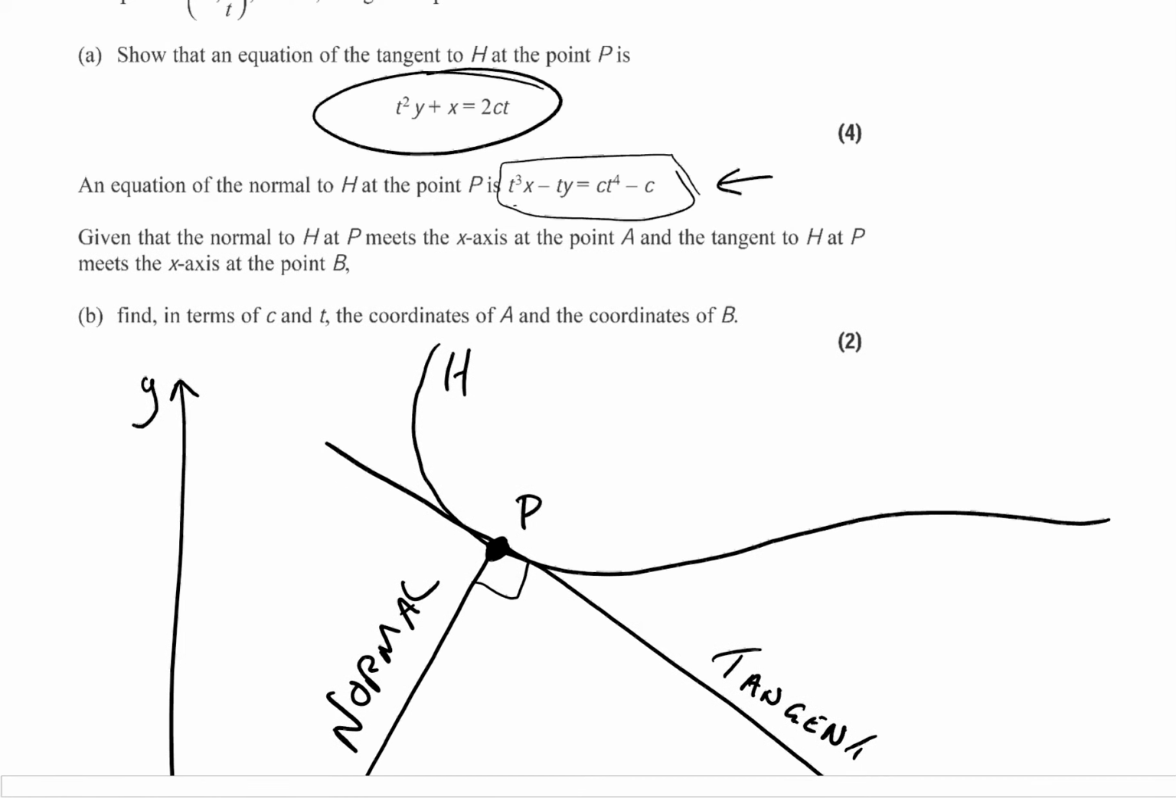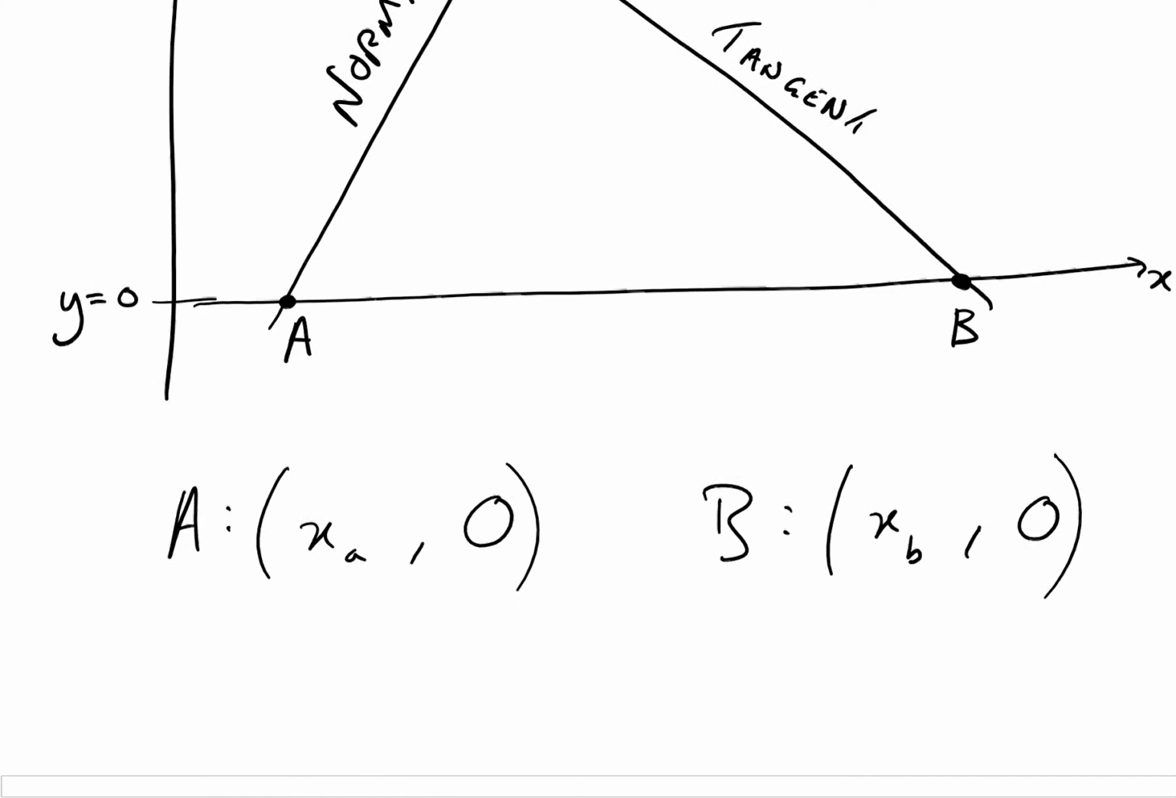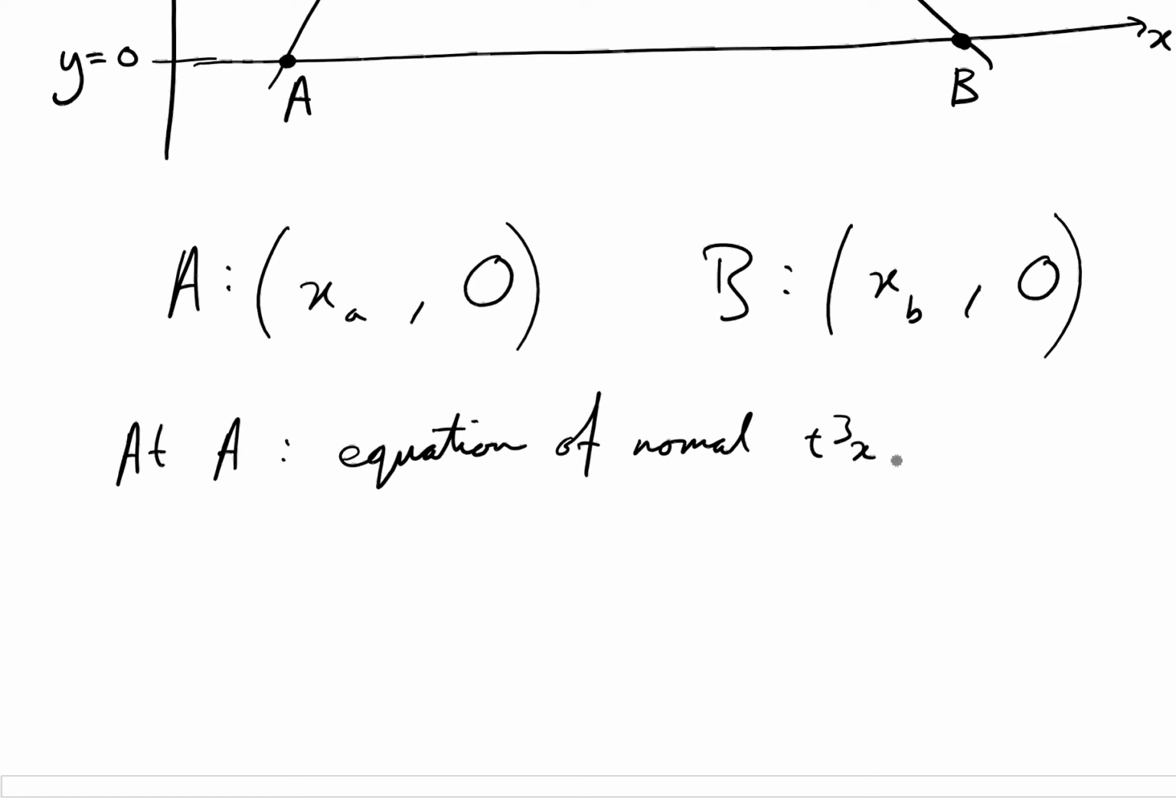So what is the equation of the normal? It's t cubed x minus ty equals ct to the power 4 minus c. So at A, the equation of the normal is given by, what was it again? t cubed x minus ty equals ct to the power 4 minus c.